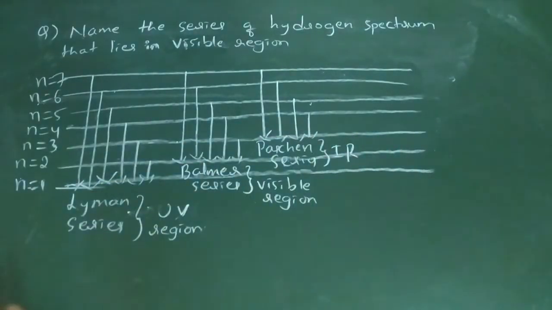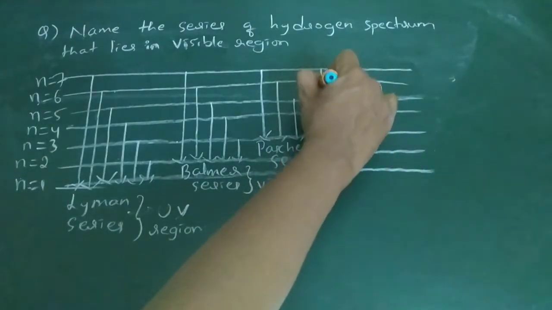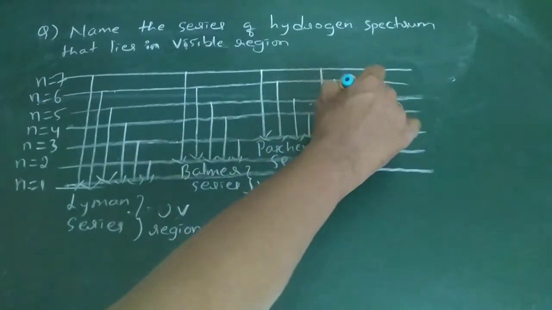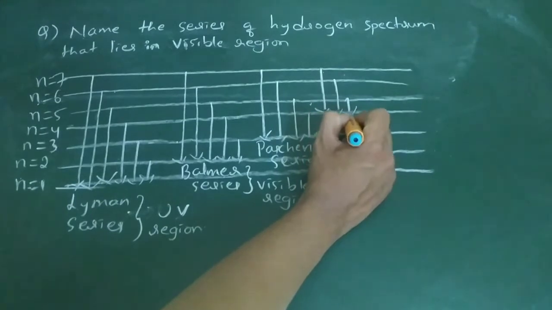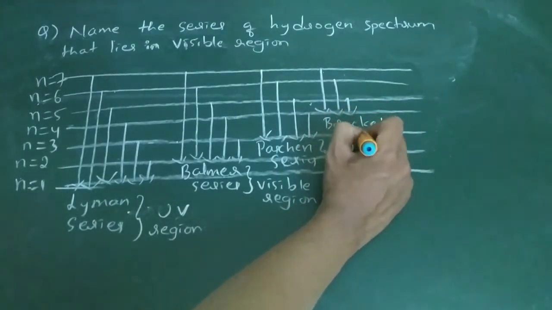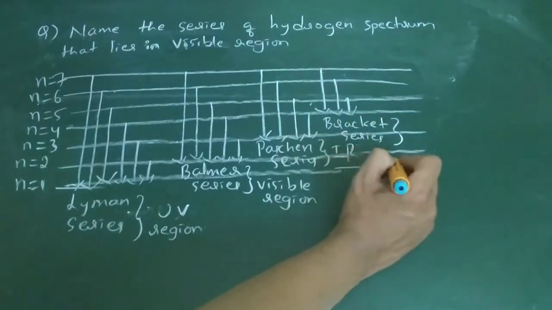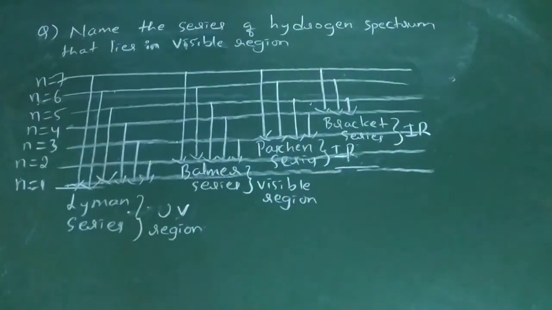In the same manner, if the electron jumps to the fourth orbit, we call this region the Brackett series. Are you understanding? We call it the Brackett series. Now this also stays in the IR region. This also stays in the IR region.